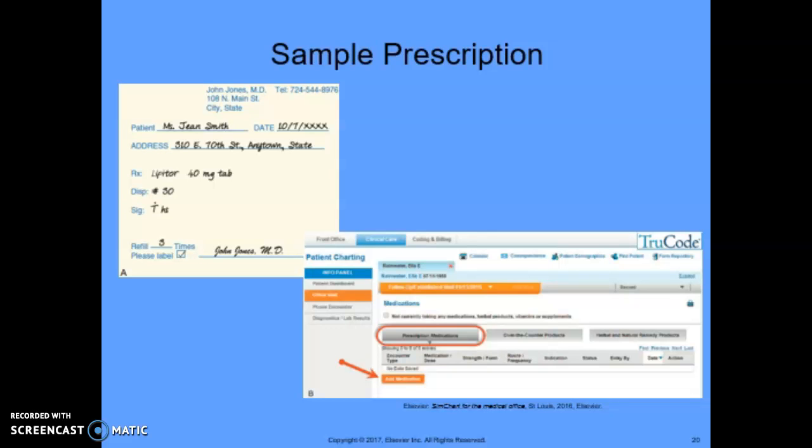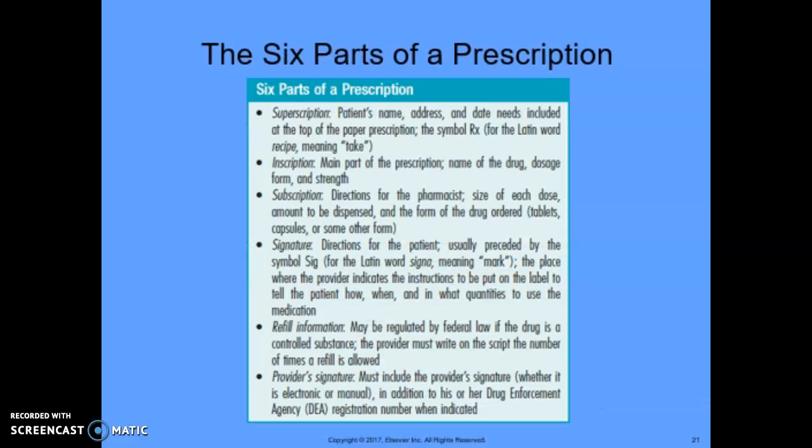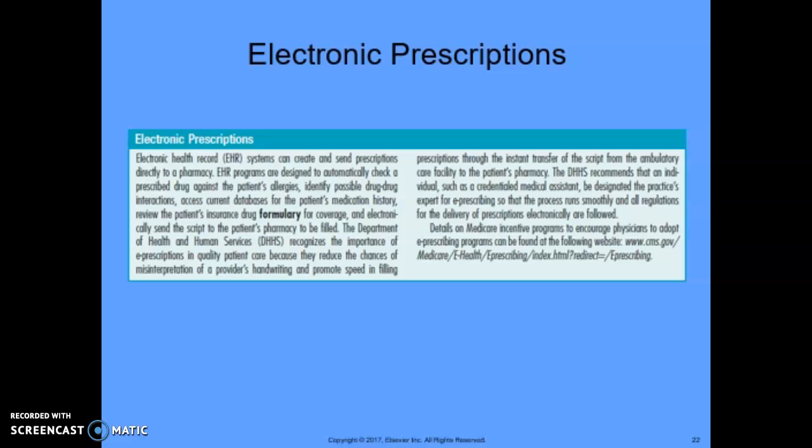We've done prescriptions. We've written sample prescriptions. You've worked in EHR. We're going to continue to look at SimChart as well. So again, the book provides some great things there. Please review the 6 parts of the prescription and look at this electronic prescription part.